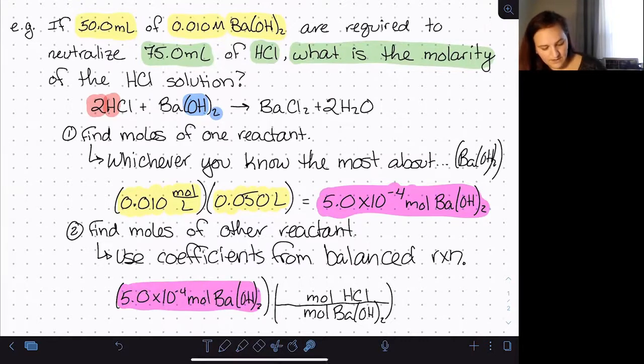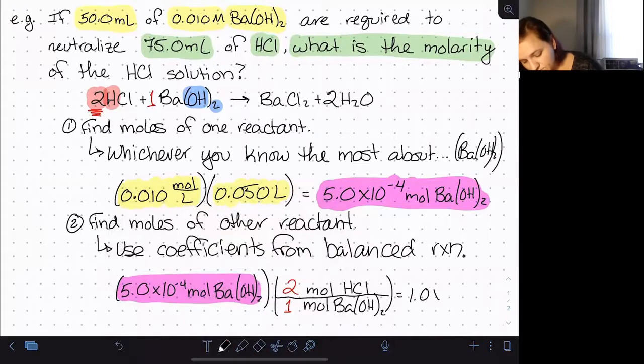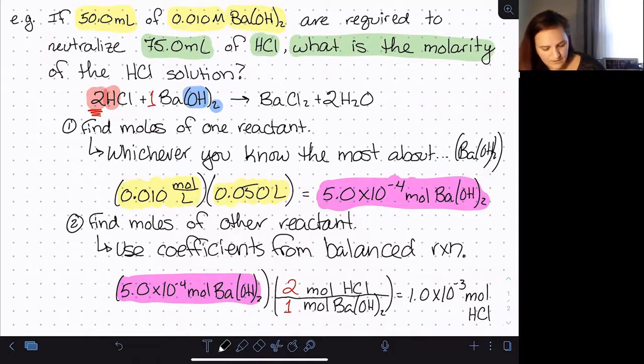This is going to be based off of our coefficients. So we had a coefficient of 2 in front of HCl and an invisible 1 in front of barium hydroxide. So for every 1 mole of barium hydroxide that reacts, there must have been 2 moles of HCl present in order to completely neutralize it. So that means that our 5 times 10 to the minus 4th moles of barium hydroxide must have reacted with 1 times 10 to the minus 3rd moles of HCl.